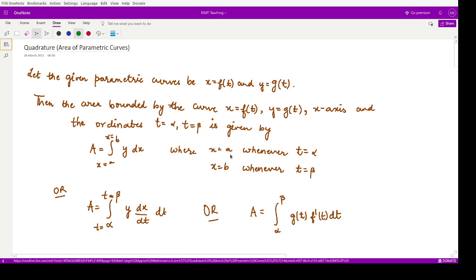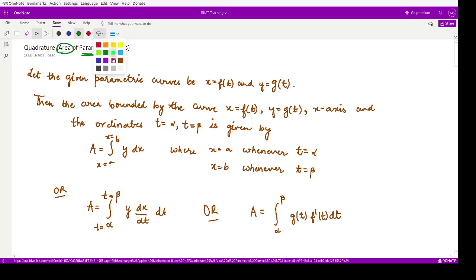So today we shall be starting quadrature, that is the area of the parametric curves. In the last class we have seen how to calculate this area for Cartesian curves. In this lecture we will be talking about parametric curves.